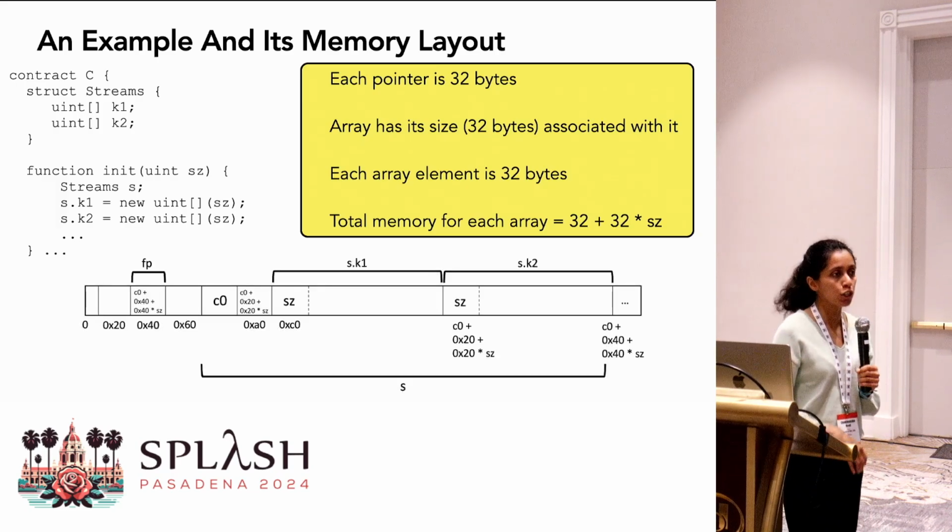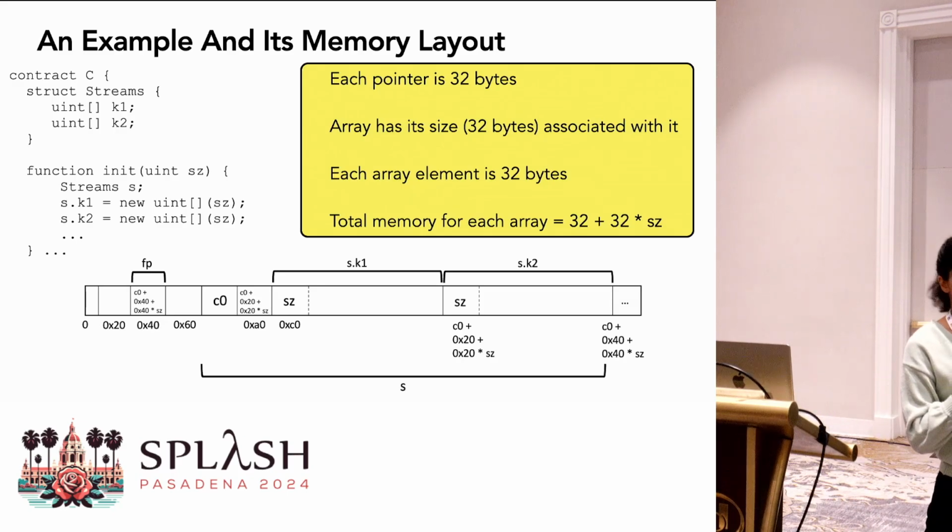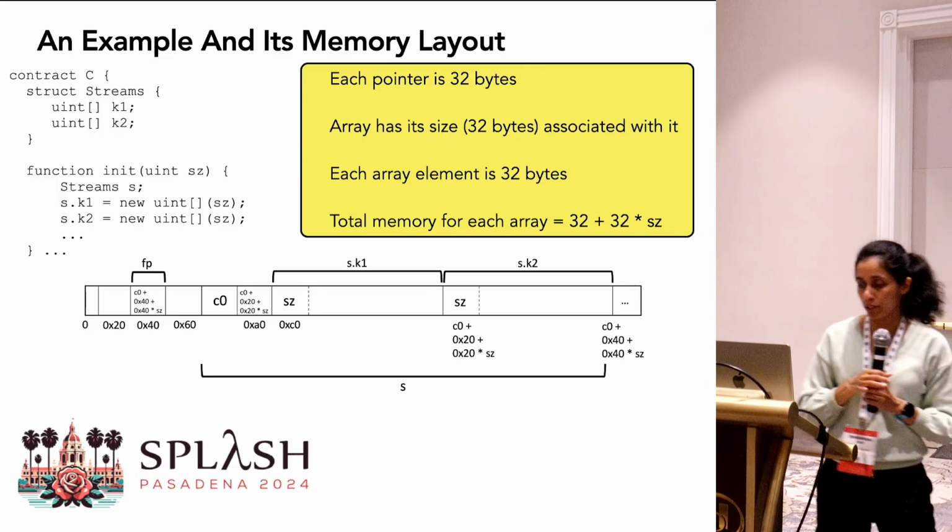Just to give you a visualization of this, as I was saying, the free pointer is always at index 64. In hex, it's just 40. And you can see that the struct is made of two of those arrays, K1 and K2, and the first element of both of those is the size.